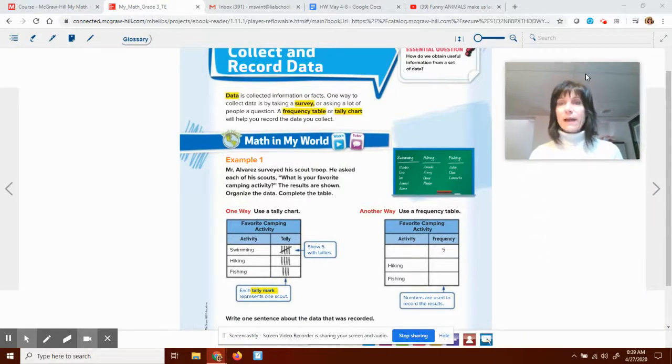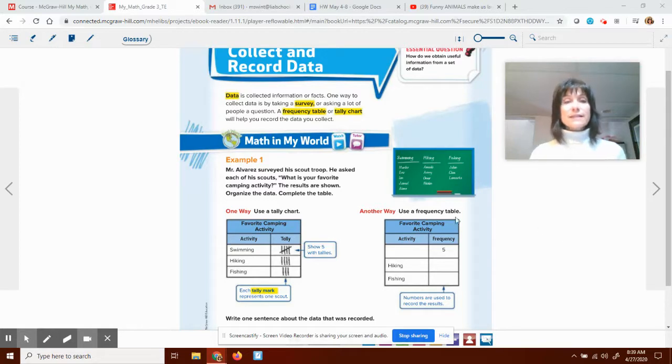And let's see what we got going on here. So it says this: data is collected information or facts. One way to collect data is by taking a survey or asking a lot of people questions. A frequency table or a tally chart will help you record the data you collect.